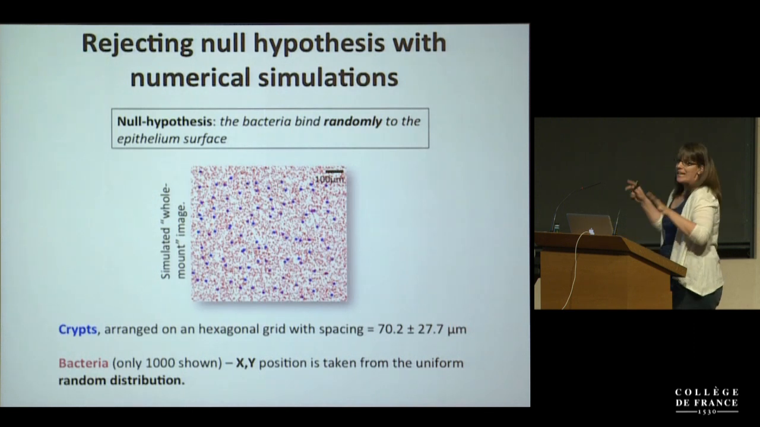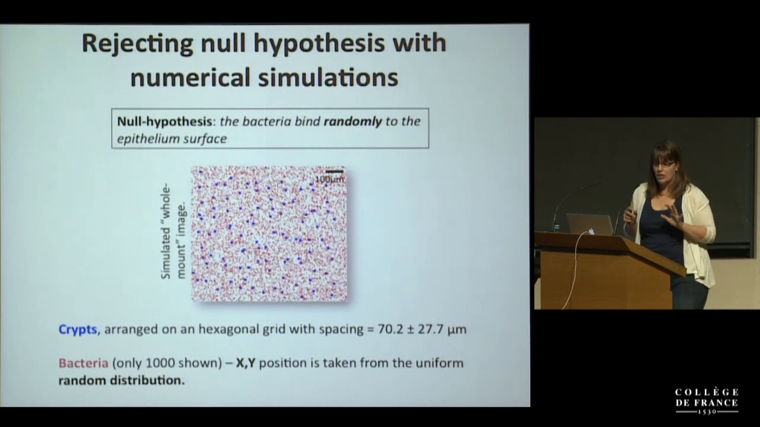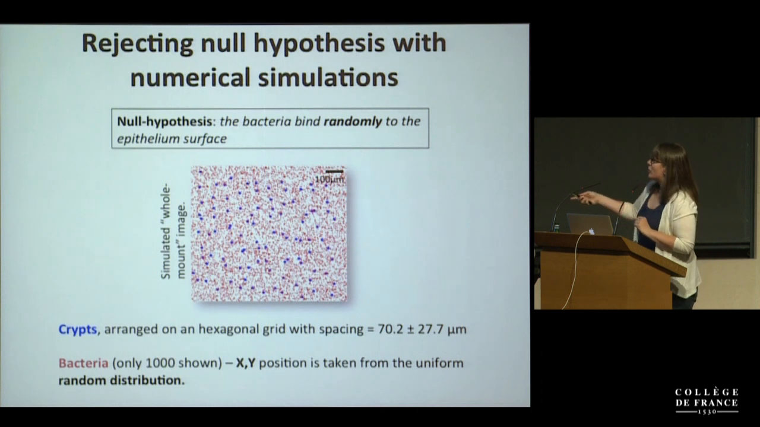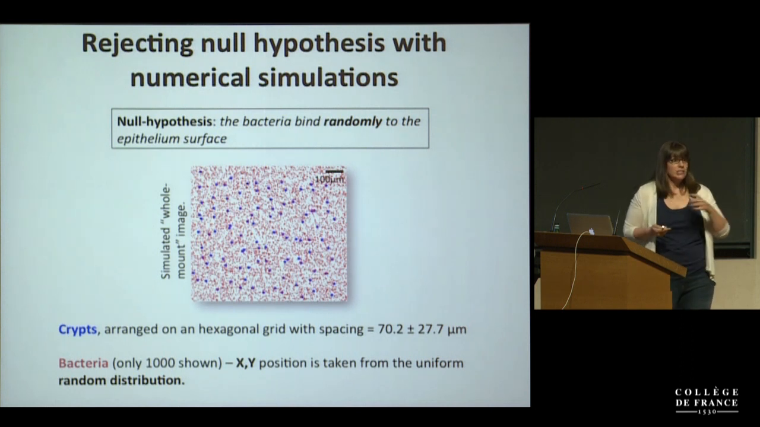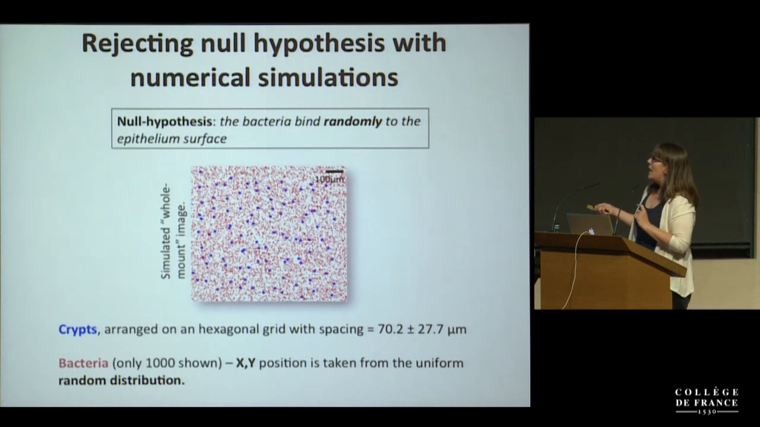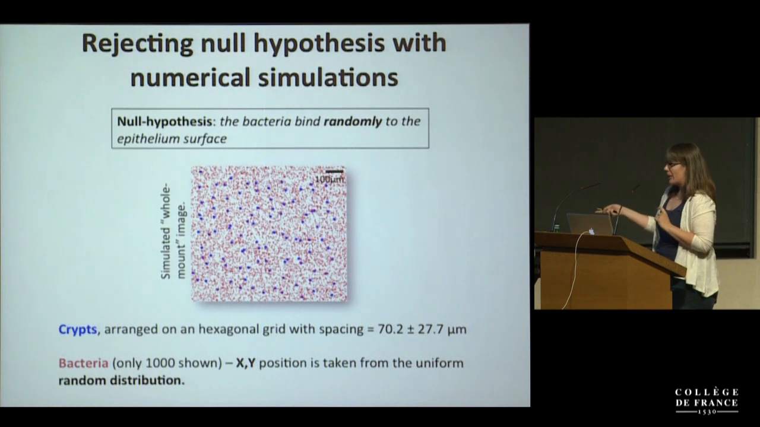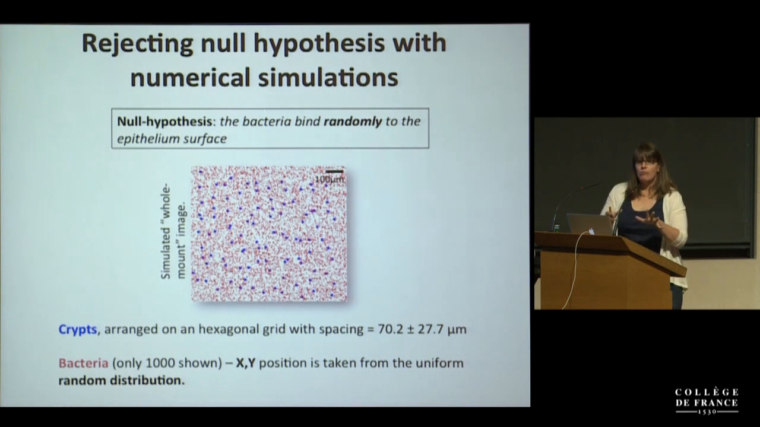Now we're just looking at the tissue from above. This is to generate our simulation. We're looking at the epithelial surface from above, and essentially what we did was we experimentally measured the distances between crypt mouths, which was approximately 70 microns, and then we fixed those to a hexagonal grid with that same spacing that we had measured experimentally.